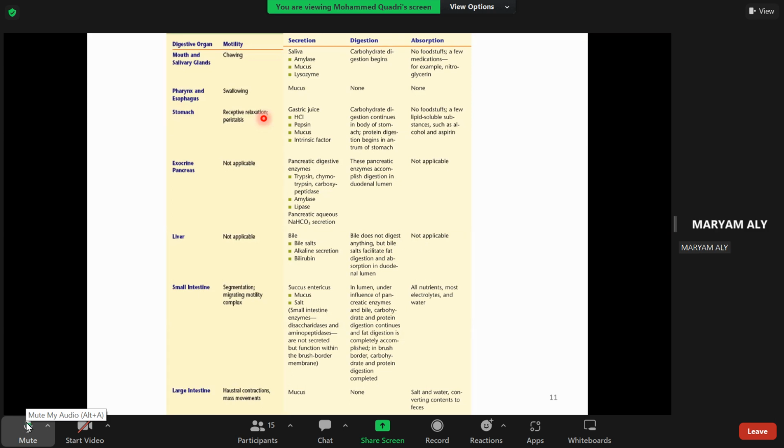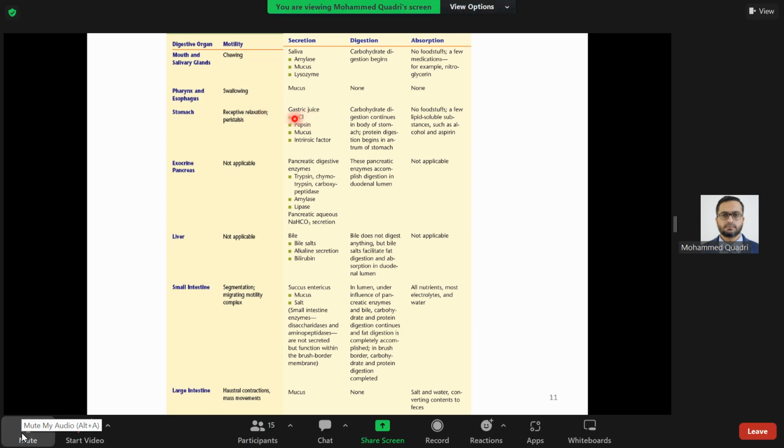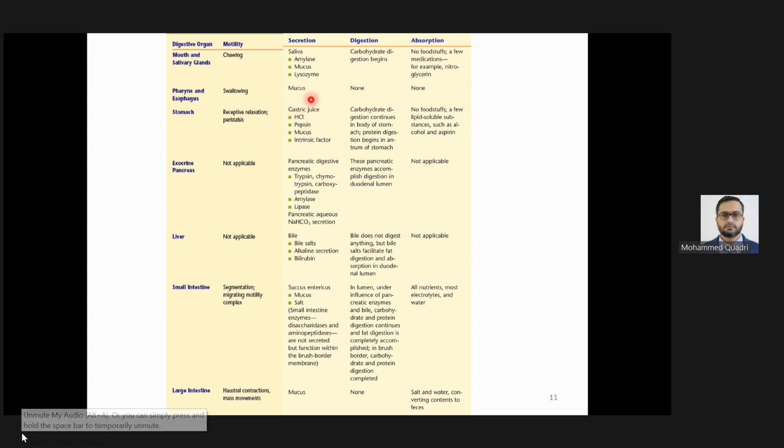Receptive relaxation, so that more food can enter. And secretion. Which secretion? Mainly HCl. Patients who have developed severe gastric ulcers that are not controlled by any medications, and the patient is bleeding, sometimes we have to go for vagotomy.